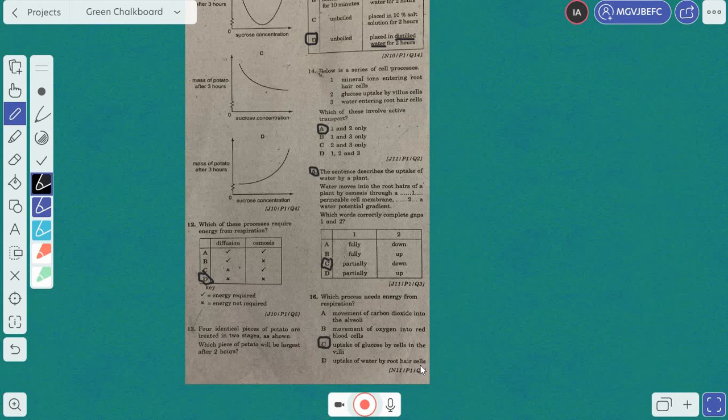Uptake of water by root hair cells. No, this is basically an example of osmosis, right? And osmosis does not need energy.